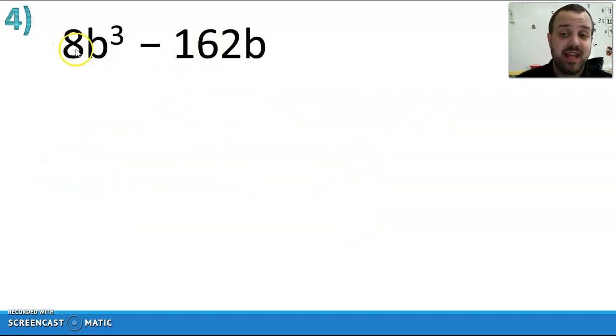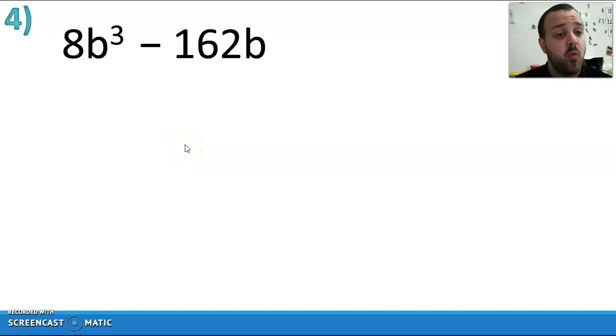Here's another one. Once again, what am I supposed to do here? Well, let's take out a GCF. So I need to find what number goes into 8 and into 162. What's something I can take out? Now, you don't want to just depend on, "Hey, what if 8 must be..." I must check 8, okay?